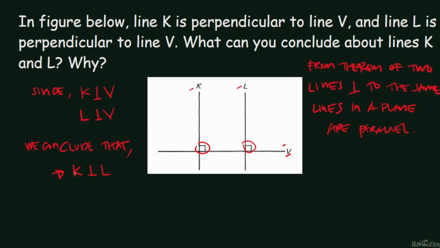So line K is perpendicular to line V because of the theorem of two lines perpendicular to the same line in a plane are parallel. So they must be parallel.